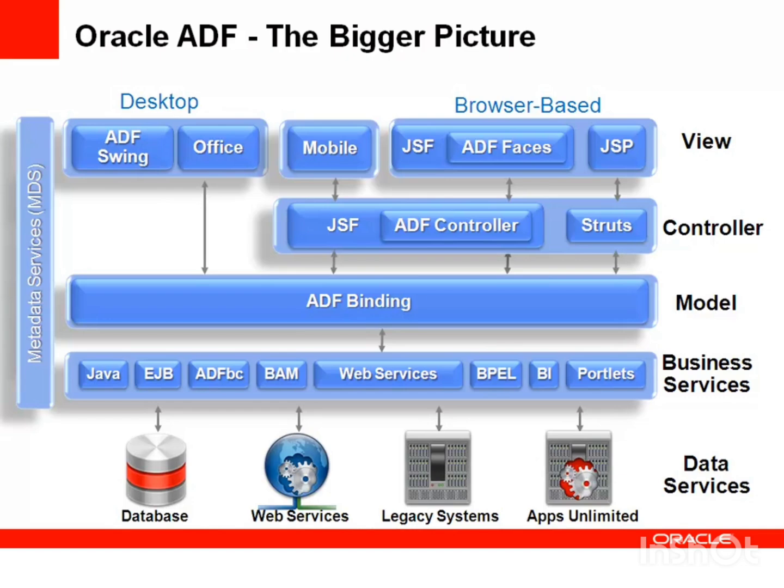In terms of business services, you can use simple Java classes, EJBs, ADF business components, web services, the BEM data control, BPM data controls, and other data controls as sources of information and services for your application. We have a unified binding layer that allows us to leverage each one of those and expose it in each one of the user interfaces you saw before in a consistent way.